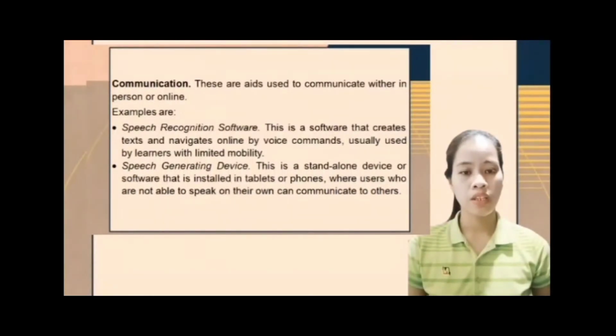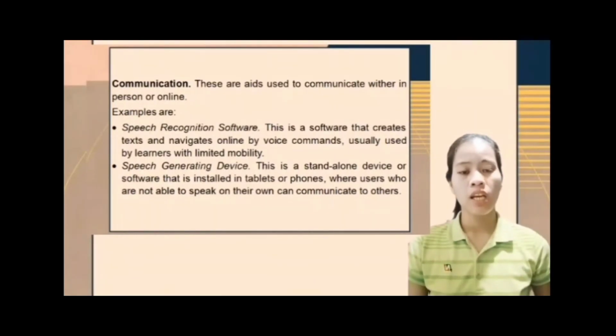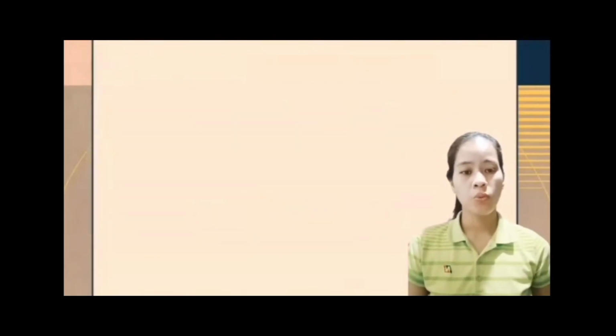This is software that creates text and navigates online by voice commands, usually used by learners with limited mobility. Ito ay isang speech text na may kakayahang tukuyin ang mga salitang binibigkas ng malakas at ikino-convert ito sa nababasang teksto. Ginagamit ang software na ito upang matukoy ang mga salita sa pasalitang wika.